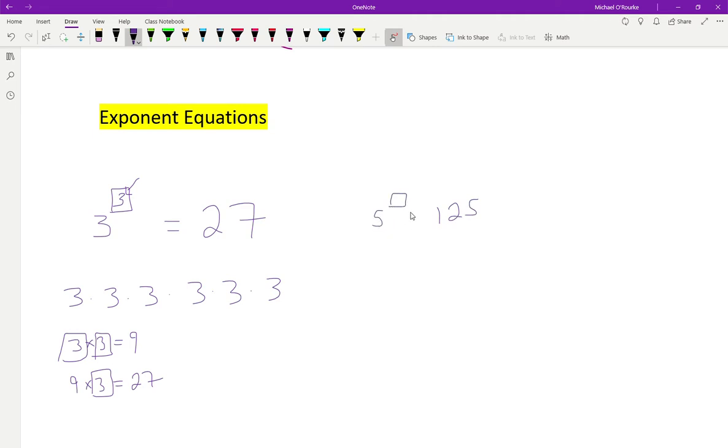5 to the power of what equals 125? Okay, I'm going to give you about 10 seconds each time. So that one's pretty simple. It's 3. So let's do a different one.